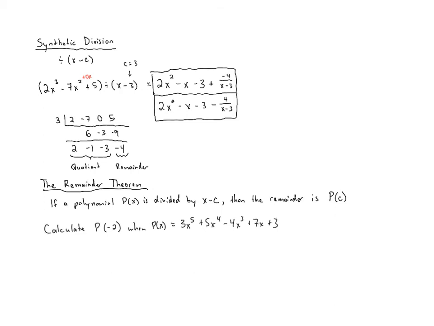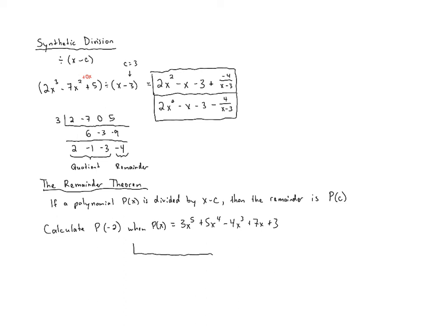Now, if we wanted to do this problem before learning the remainder theorem and synthetic division, we would have to take -2 to the 5th power and to the 4th power and the 3rd power, and we'd have to multiply these by 3 and 5 and -4, and we'd have to add everything together. It would be a lot of work, and there's going to be so many negatives that it's very easy to make a mistake somewhere. But the remainder theorem tells us if we want to evaluate this polynomial, all we need to do is take it and divide it by x minus c, in this case x minus -2. And when we have synthetic division, that ends up being very simple.